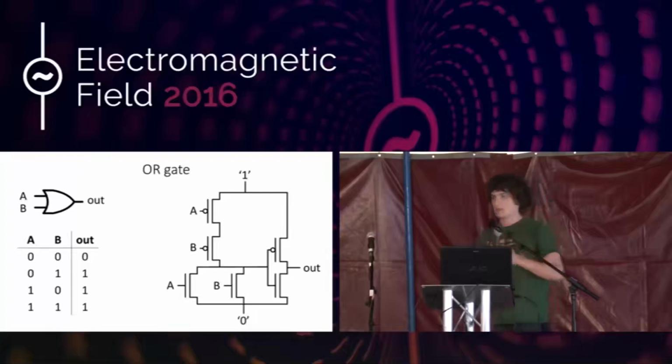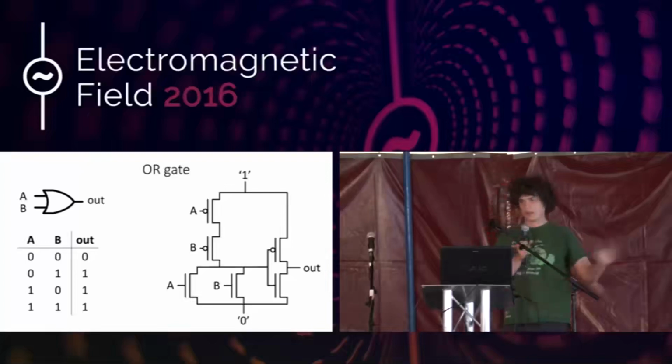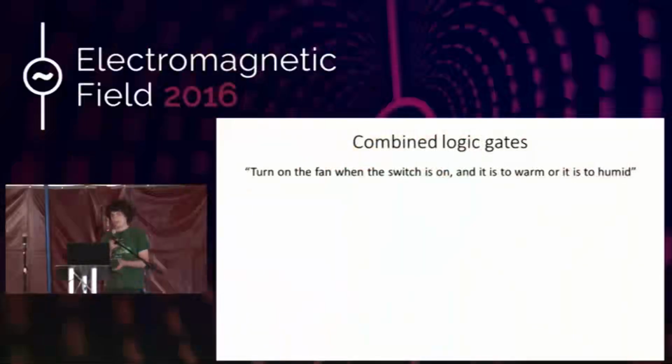Okay, so now we have these three basic building blocks. We have an AND gate, an OR gate, and a NOT gate. And this is actually enough to make any logical circuit that you want. So, for example, we could look at this one. We want to make a logic circuit to turn on the fan when the switch is on, and it is too warm or it is too humid.